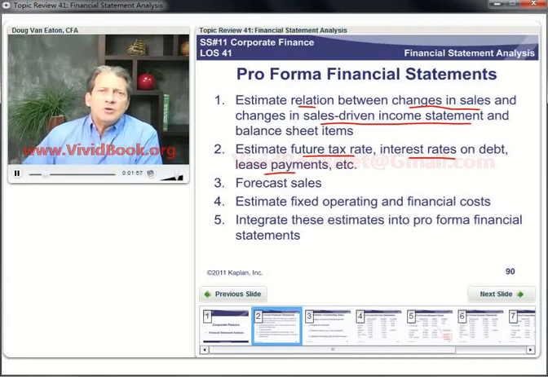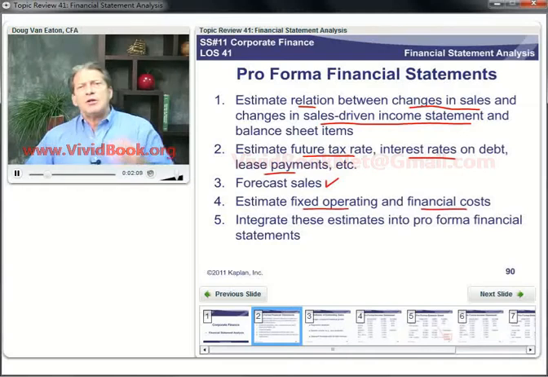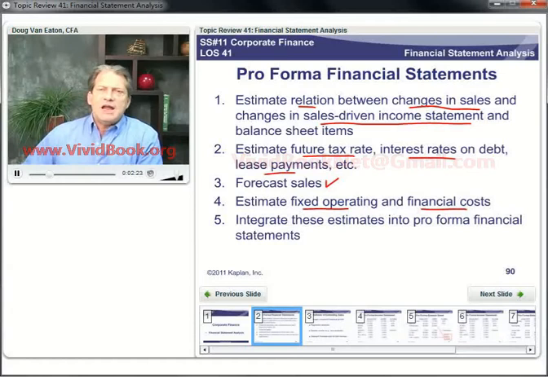So once we do this, then we've got to forecast sales, and we'll talk about how we might do that in a second, and then estimate our fixed operating and financial costs based on that level of sales, and integrate all these estimates into pro forma financial statements: down through an income statement to net income, retained earnings to the balance sheet, adjustments to debt accounts, inventory accounts, whatever on the balance sheet, and get these two to agree.